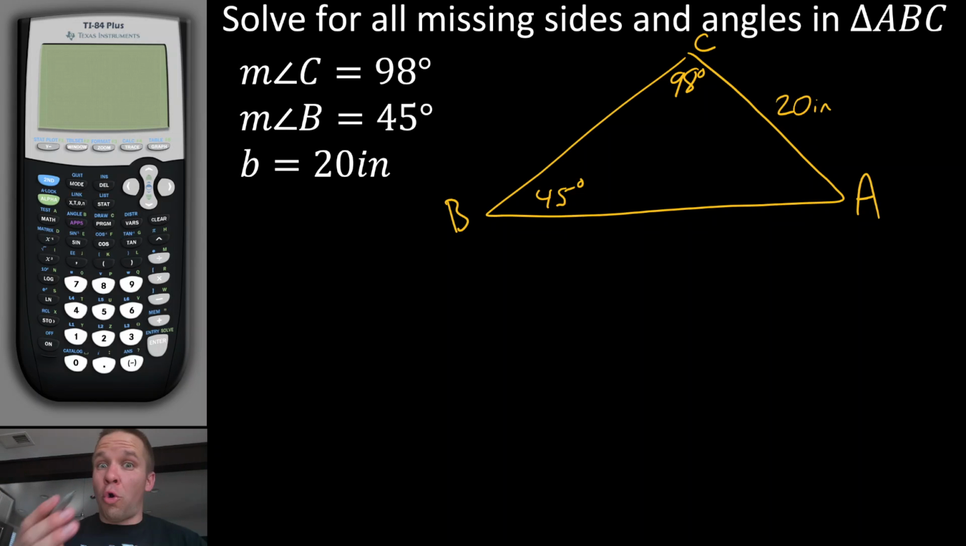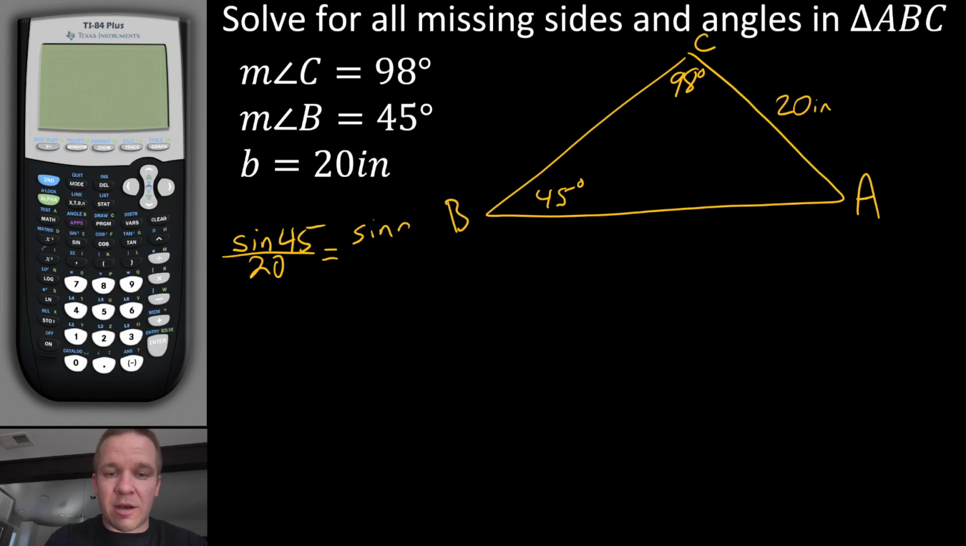So I don't really need to write up the whole triple proportion, but I will do the stuff that I do know. So I know sine of B, I know B is going to be 45 degrees, divided by the 20, which is my side length across from it, equals, and then I have sine of C, so sine of 98 degrees divided by, which would be little c here, we got little a over here, so that'd be little c, right? That's my side length. So now I can cross multiply and solve. I'm going to have 20 times the sine of 98 degrees equals c times the sine of 45 degrees.